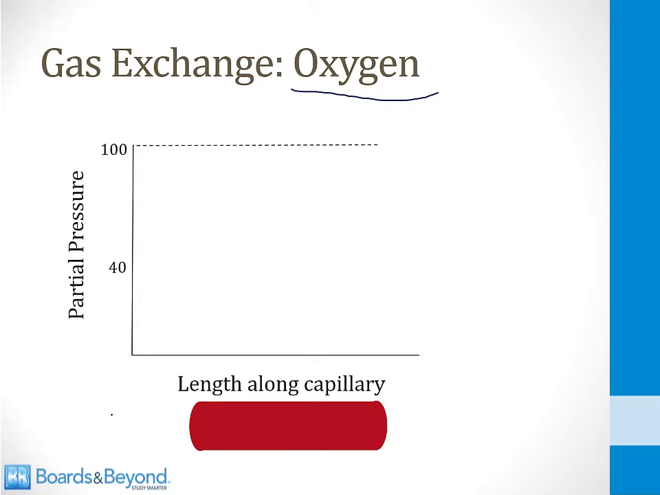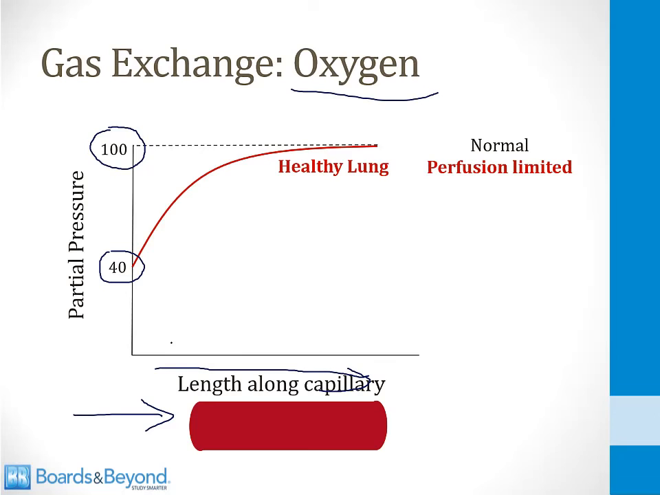Well, first of all, when the venous blood enters pulmonary capillaries, the concentration of oxygen is about 40 millimeters of mercury. It is not zero like for carbon monoxide or nitrous oxide because we always have some oxygen in our blood, even in the venous system. In a healthy person at sea level, the alveolar concentration of oxygen is about 100 millimeters of mercury. And if we were to look at how oxygen content changes as blood moves along a pulmonary capillary, we would get a curve that looks like this.